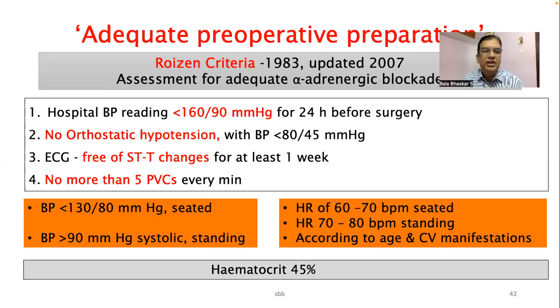Broadly speaking, BP can be 130/80 in a seated patient, or it could be more than 90 millimeters systolic for a standing patient. So it is optimization. Heart rate could be 60 to 70 when the patient is sitting, or it should be 70 to 80 beats when the patient is standing. And hematocrit should be maintained at around 45 and not more concentrated.